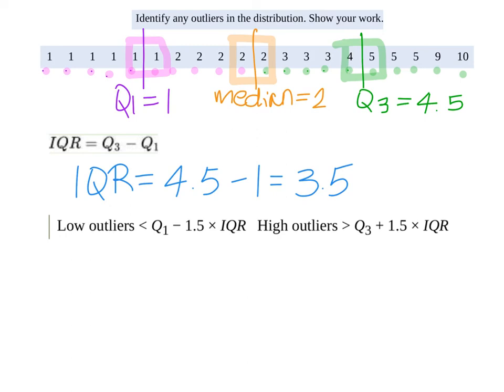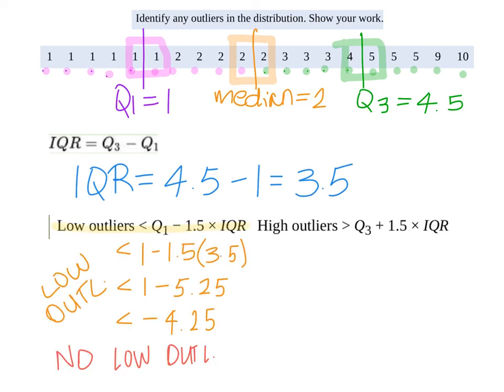Now let's test to see if we have any low outliers and high outliers. So for low outliers, I'm going to take Q1, which is 1, and then subtract 1.5 times our IQR, which is 3.5. So I have 1 minus 1.5 times 3.5. Using PEMDAS, multiply that first, get 5.25. 1 minus 5.25 is negative 4.25. So there is no value here that is lower than negative 4.25. So there's no low outliers.